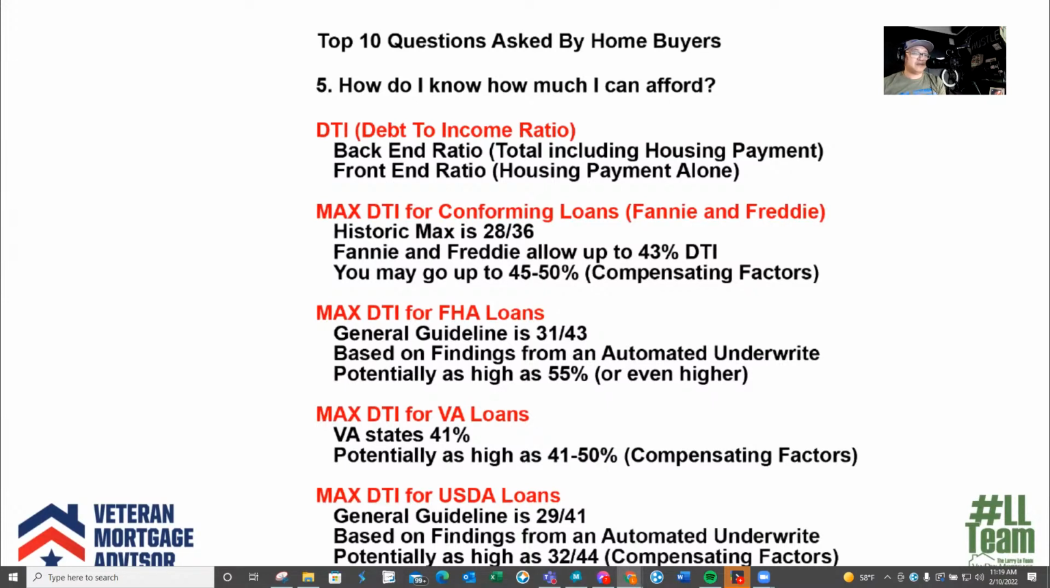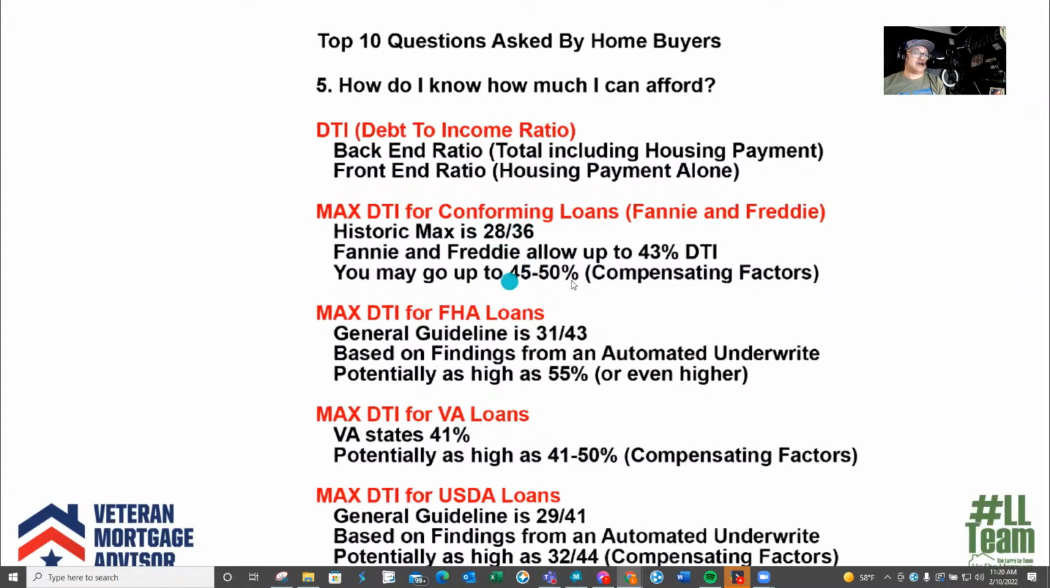Okay, so let's look at the specific loan products. Conforming, which is conventional. That's what conforming is. Fannie and Freddie, your vanilla, your bread and butter, your normal loans that everyone gets, right? The historic max is 28% on the front end and 36% on the back end. That's why you see two numbers. 28%, 36%. So in this example, if you had a $2,000 mortgage payment and you make $4,000 a month, you wouldn't qualify. Actually, you wouldn't qualify on both ends.